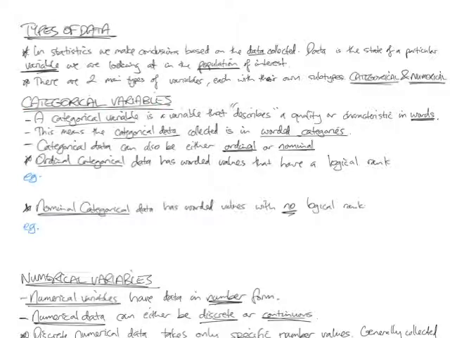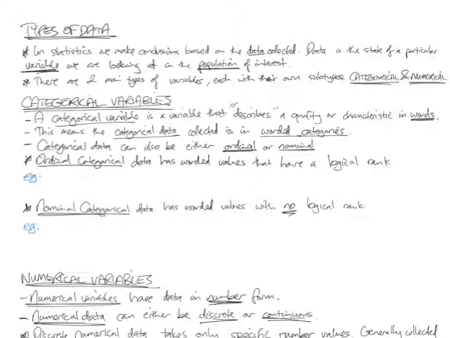So categorical variables is the first one, it's the simplest. A categorical variable is a variable that describes a quality or characteristic in words. So the main key point here is the words part. That means that categorical data collected is always going to be found in word categories. And here's where the subtypes come in. Categorical data can either be ordinal categorical data or nominal categorical data. Ordinal categorical data is data that's got worded values but have a logical rank, so that they fall into an order that makes sense.